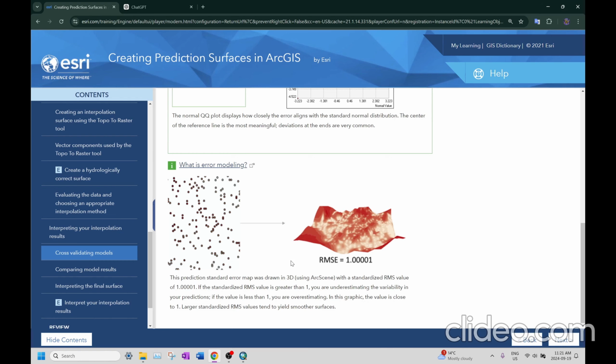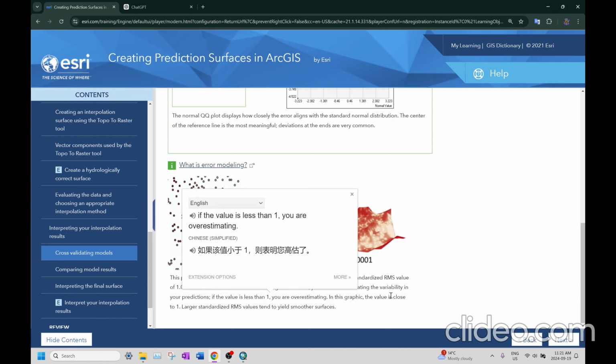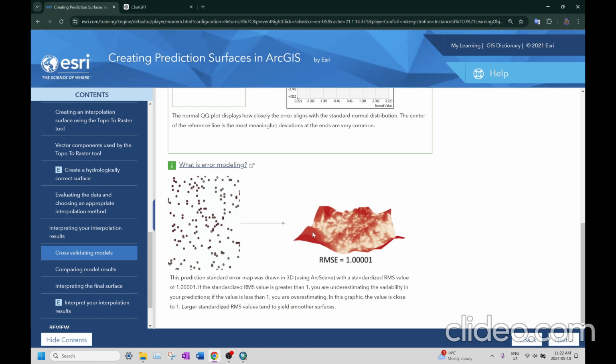You can make another evaluation by generating the RMS values 3D map. If that's greater than 1, that means your variability, you're underestimating. If it's lower than 1, that means you're over. I mean, yeah, if you're less than 1, that's overestimating. So this means you're underestimating, so you maybe have to estimate this even more, like a higher value.